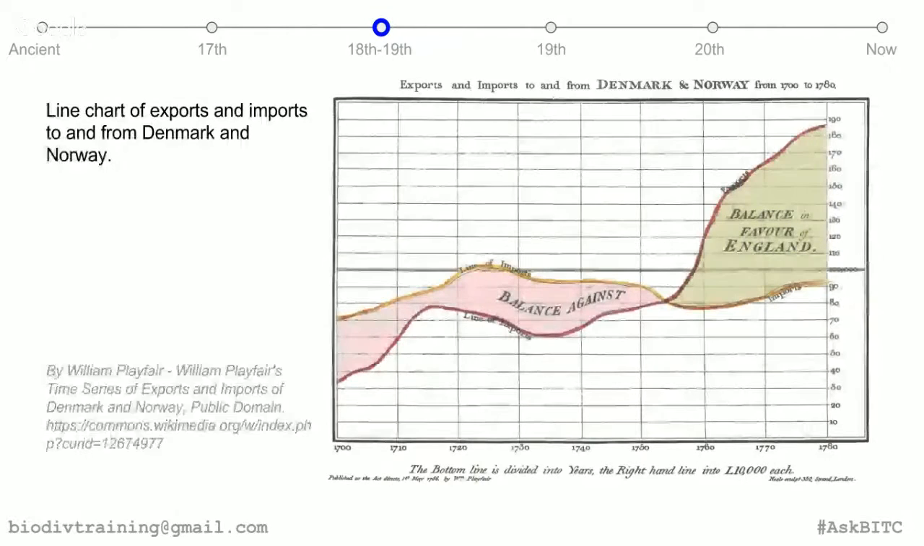This is one of the examples of such graphs, in which Playfair exposes the difference between imports and exports to and from England and Denmark and Norway. In this plot here, we can see Playfair successfully shows that before 1754 or 55, there was a balance against England because the imports were higher than the exports, but that trend changed afterwards.